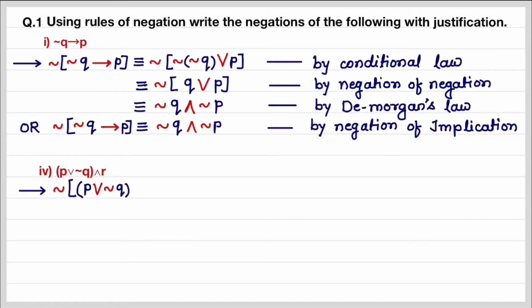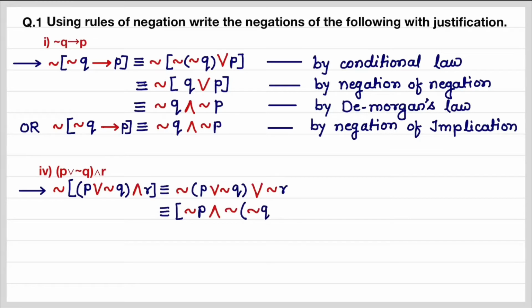Now next is P or negation of Q and R. We have to do negation of this statement. So negation outside of bracket, in bracket, P or negation of Q and R. Here we have to apply De Morgan's law. By De Morgan's law, negation of conjunction is negation of first statement or negation of second statement. So it is negation of P or negation of Q or negation of R.